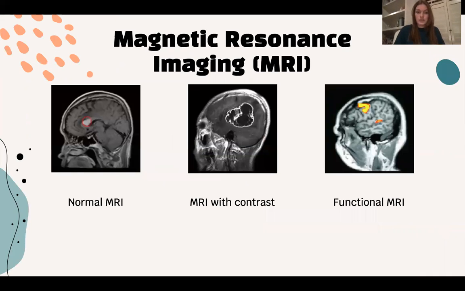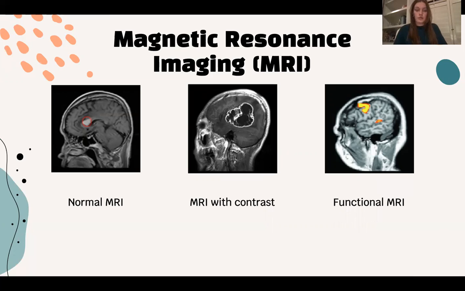Speaking of MRIs, brain tumors are most typically diagnosed with MRIs, or magnetic resonance imaging. Here you can see some examples of brain tumors that showed up on different types of MRI scans. These are not all the same type of tumor, but they're located in the same area, and you can see how they appear differently with different types of MRIs.